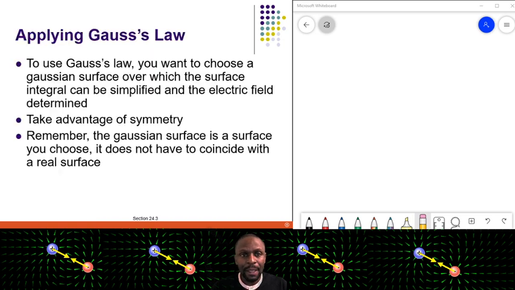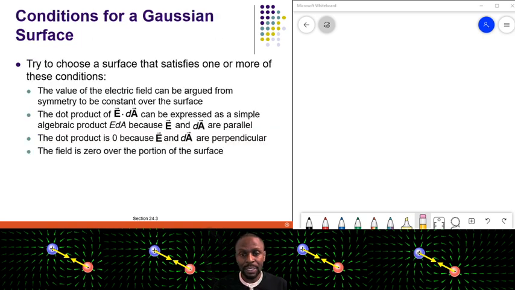Right. Now, how to apply the Gauss law? To use the Gauss law, you want to choose a Gaussian surface over which the surface integral can be simplified and the electric field determined. For example, you just use the advantage of symmetry. That is, if the Gaussian surface is spherical, you use the integral dA to be the area of a sphere. Now, remember, the Gaussian surface is the surface you choose. It does not have to coincide with the real surface. And then I will show you very good examples in the following slides.